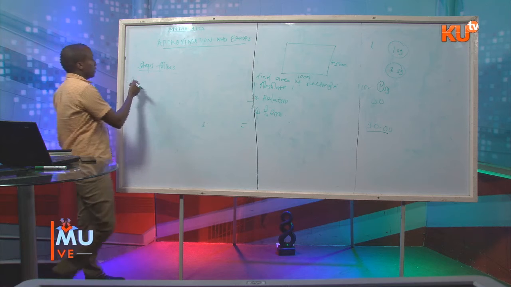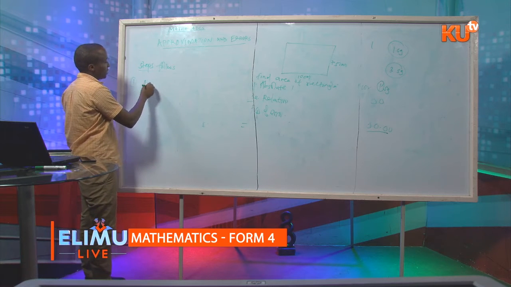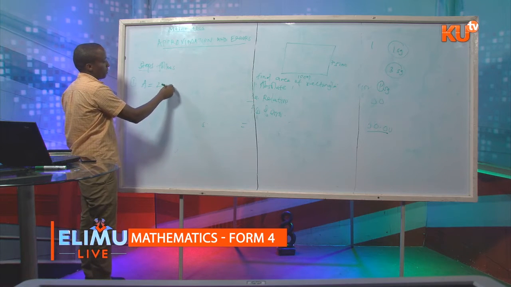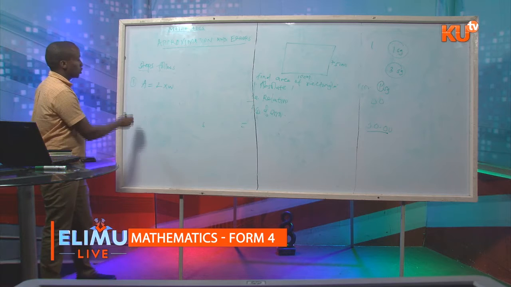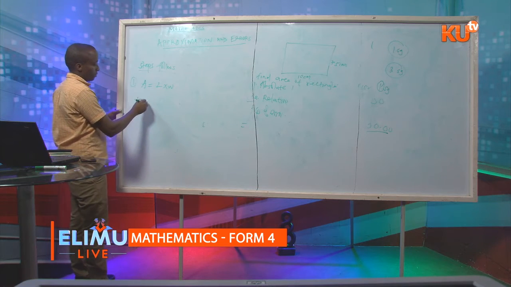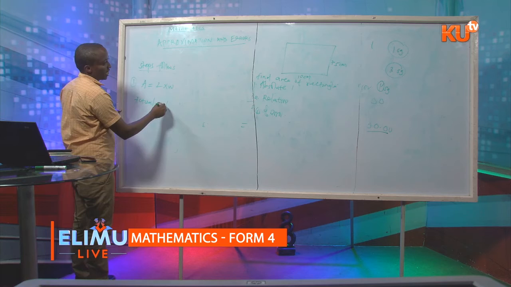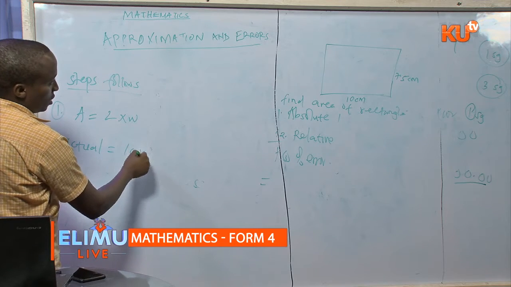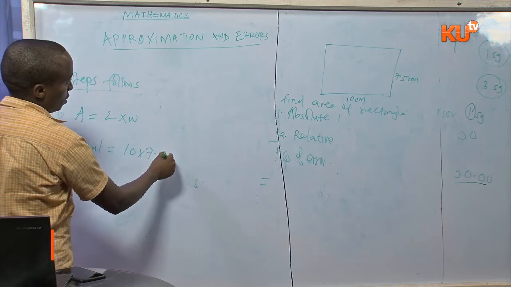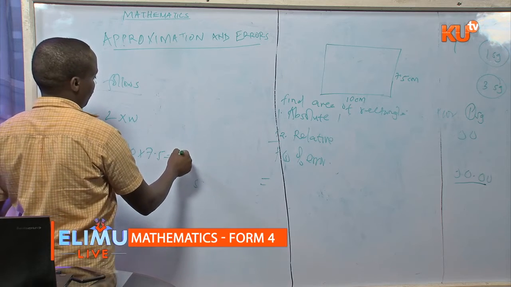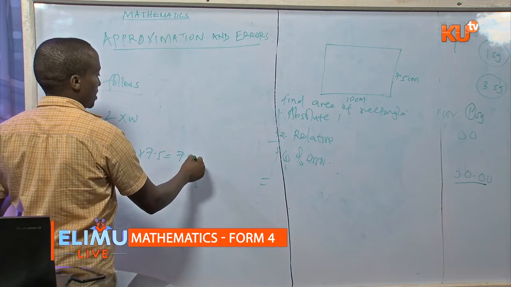We know the area. For the first step, the area is length times width. The actual area will be 10 times 7.5, which will be 75 centimeters squared.